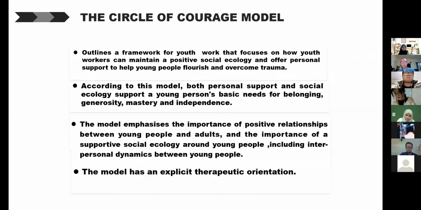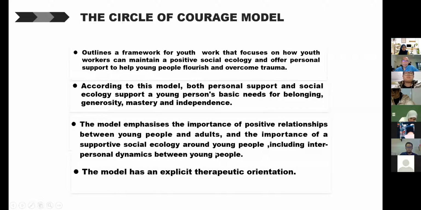And the Circle of Courage model emphasizes the importance of positive relationships between young people and adults, and the importance of a supportive social ecology around young people, including interpersonal dynamics between the young people. And the model explains.